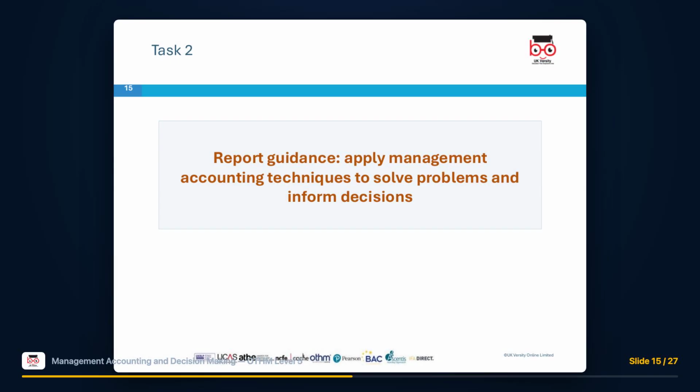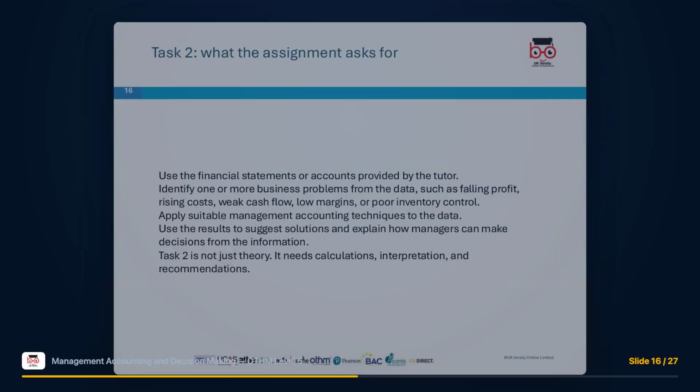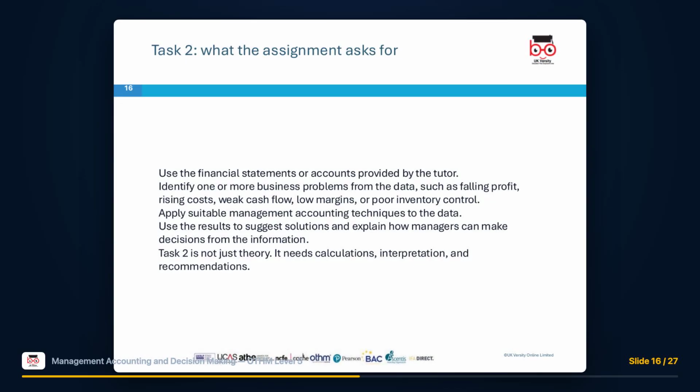Task 2 is a report applying management accounting techniques to solve problems and inform decisions. For Task 2, use the accounts your tutor provides. Identify one or more business problems from the data, such as falling profit, rising costs, weak cash flow, low margins, or poor inventory control. Apply suitable techniques to the data, then use the results to suggest solutions and explain how managers can decide from the information.